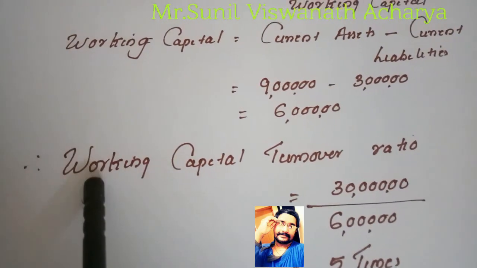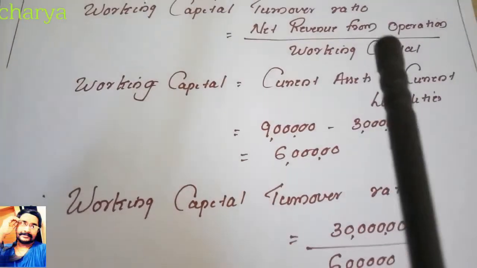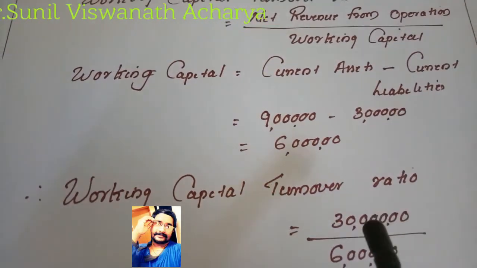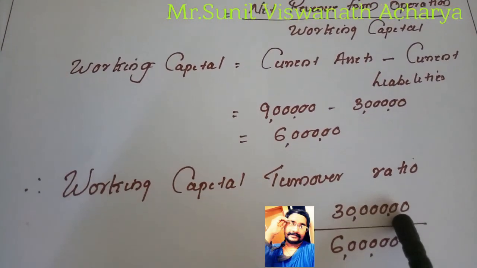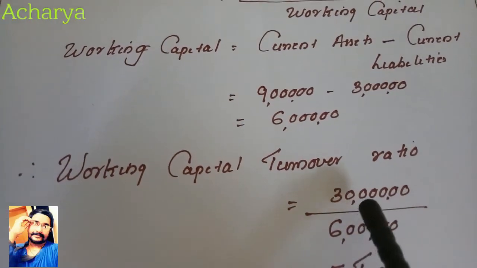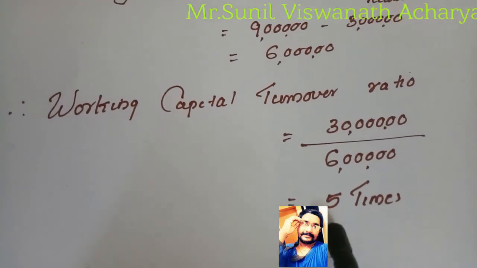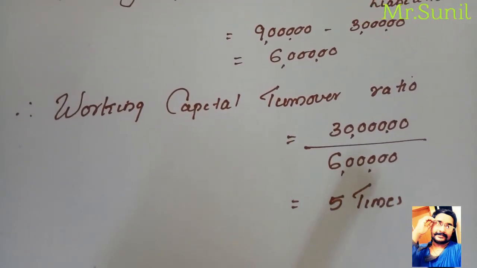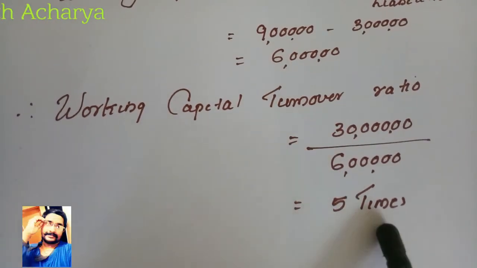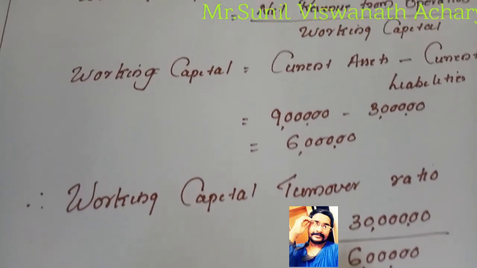Now we calculate the ratio. Working capital turnover ratio is equal to net revenue from operation divided by working capital. Net revenue from operation is 30 lakhs and working capital we calculated is 6 lakhs. So 30 lakhs divided by 6 lakhs, we get the answer 5. We represent it in times because all turnover ratios are represented in times. So the working capital turnover ratio is 5 times in this question.